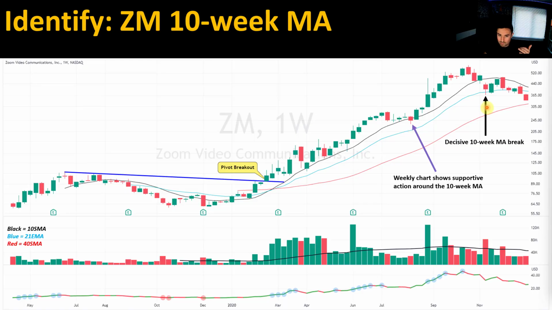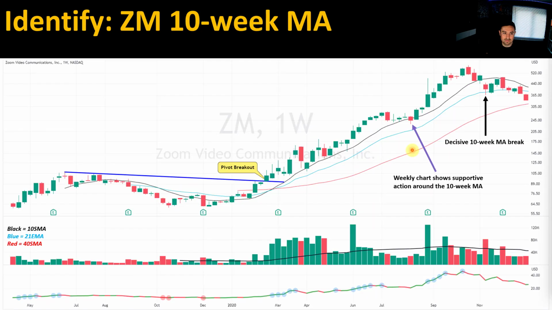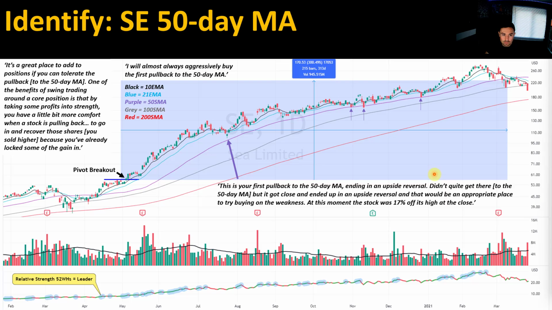But here, a much more decisive break of the 50, which ties in with these bars coming through here. See how it gaps down below the 50. Terrible. Look at the increase in volume as well. So a few more for the 50.